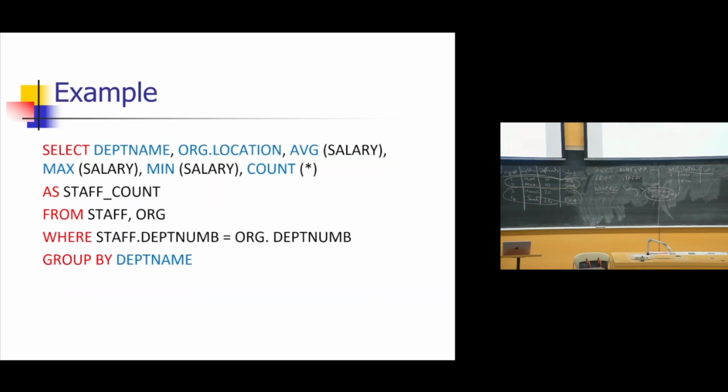So what is the problem here? Is this correct or not? And if not, what is the problem? We're selecting several columns from the staff and organization tables, and so we are actually joining the staff and organization here. Group by department name. So can you tell me what is the problem? So first of all, what does this query do?